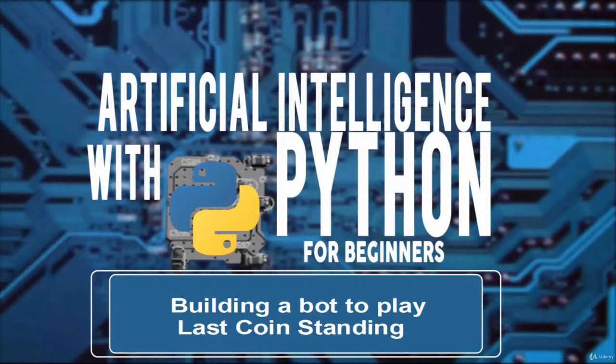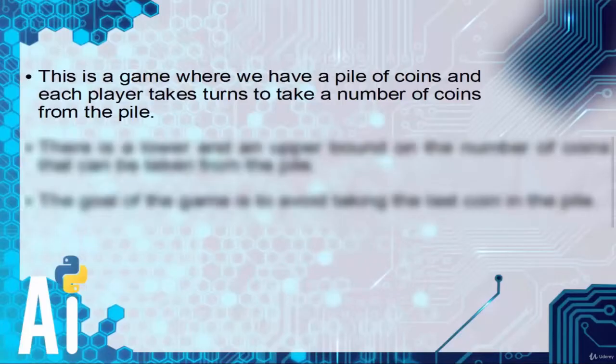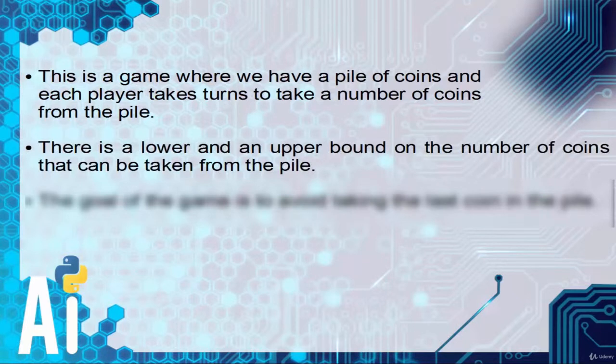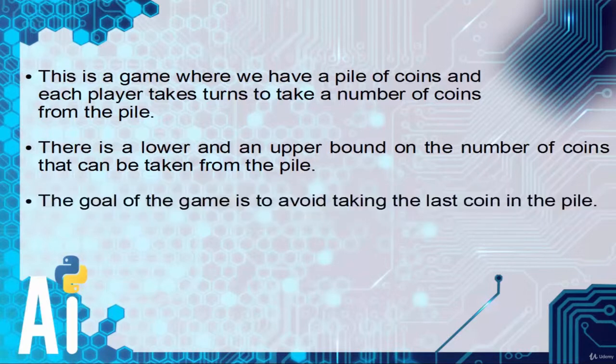Welcome. In this video we will see building a bot to play Last Coin Standing. This is a game where we have a pile of coins and each player takes turns to take a number of coins from the pile. There is a lower and an upper bound on the number of coins that can be taken from the pile. The goal of the game is to avoid taking the last coin in the pile.